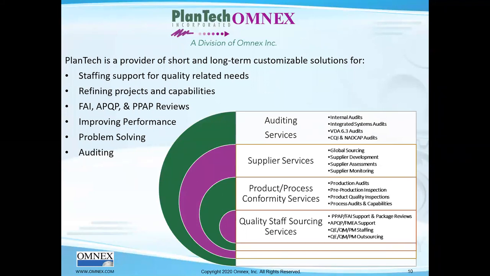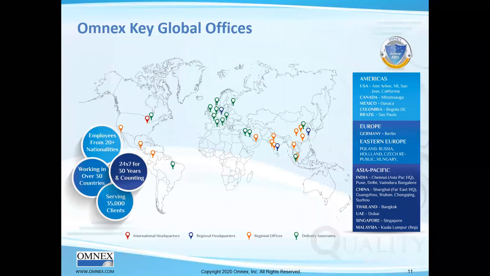Some of the things Plantech does, like I said, auditing, supplier services, staffing, and then also product and process conformance services. We do have key global offices. You can see on the map, they are all over the globe. We can pretty much do this in training or implementation or any kind of consulting. And I think we're up to like 15 or 16 different languages now.